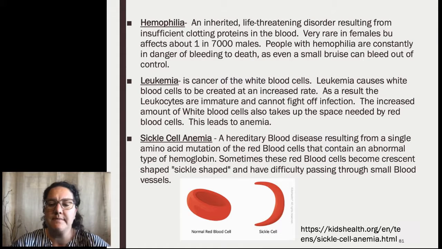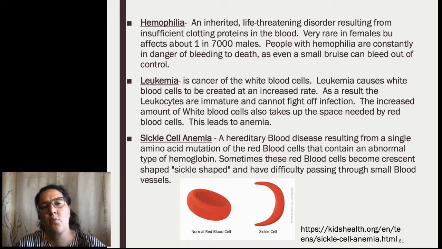Hemophilia is an inherited life-threatening disorder caused by insufficient clotting proteins in the blood. It's very rare in females because it's carried on the X chromosome. Because females get 2 X chromosomes, we're generally protected from that disorder because we'll have one dysfunctional gene and one normal gene. People with hemophilia are constantly in danger of bleeding to death because even a small bruise could bleed out of control.